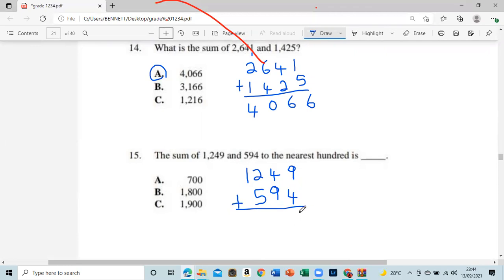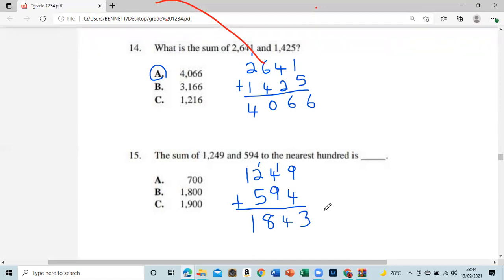4 and 9, that's 13, so it's 3, carry 1. 9 and 1 is 10, and now 1 and 10, that's 14, 4, carry 1. 5 and 2 is 7 and 1 is 8. And we have 1,843. Now, in order to make it up to 900, how much more would we need? We need 57, right? So we're gonna compare 57 and 43. Right, so it's easier to get 43 down to 1800 than to make a whole leap of 57. So it is D.